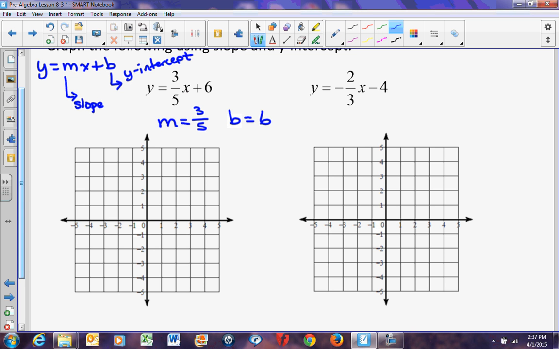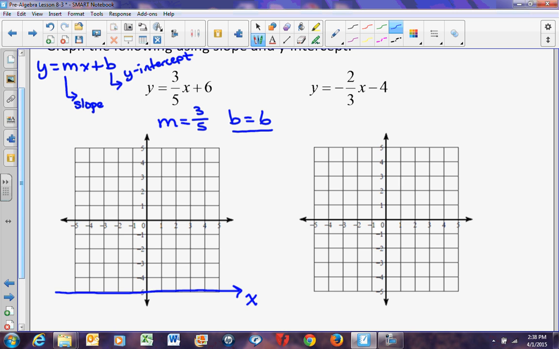Okay, so the first thing I'm going to graph is my y-intercept. My y-intercept is 6, which means it crosses the y-axis at 6, right here. And my slope says go up 3 units and to the right 5 units. This is kind of hard, so I think what I will do here is redo my x and y-axis. Don't like this, so we're just going to adjust this.